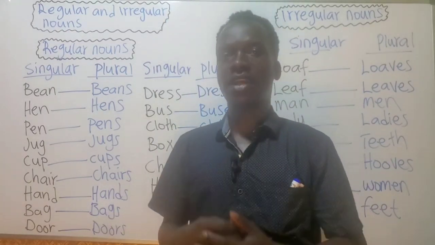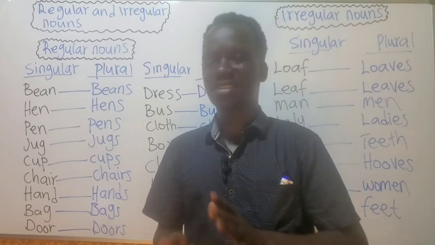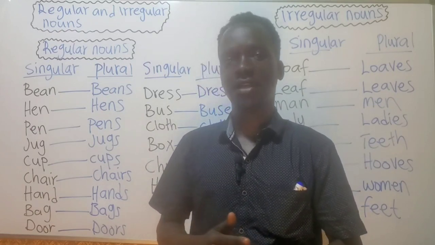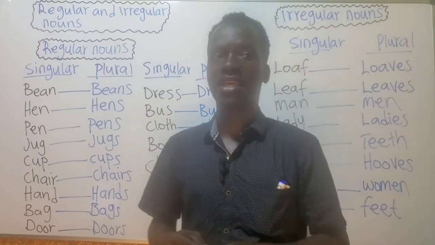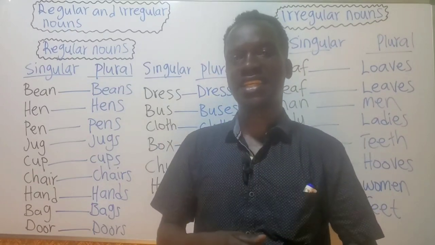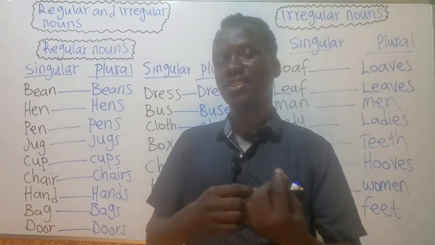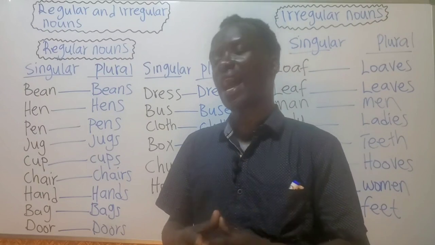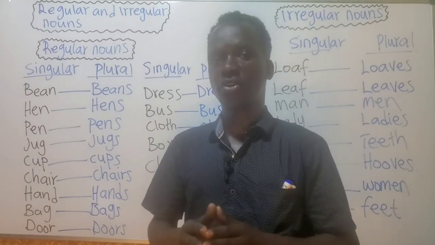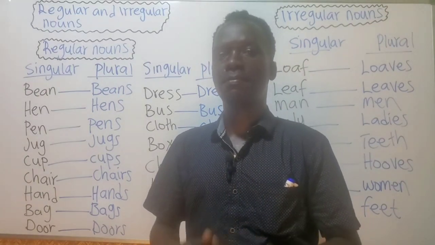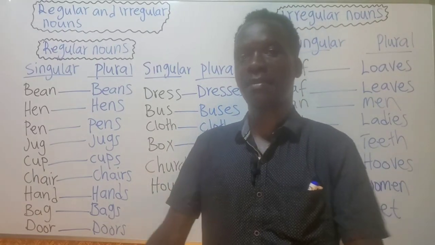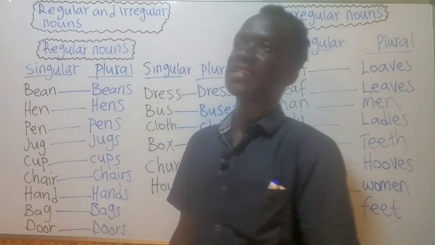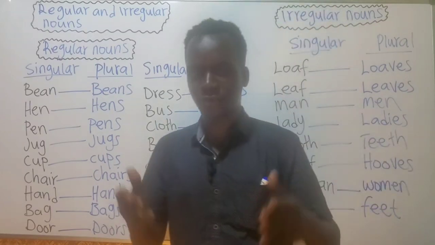Irregular simply means that there are changes in the sound of a certain noun, but the same meaning. When it changes into plural, the sound changes, and the spelling also changes, but it still means the same thing, in a plural way. So today let us look at the few that I got for you.